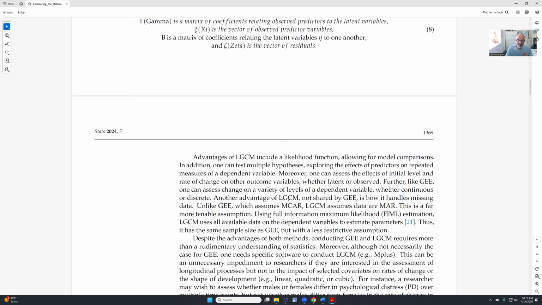Another advantage of LGCM that's not shared by GEE is how it handles missing data. With GEE, there's an assumption that missing data are missing completely at random. That means all the missing values are a random sampling of the complete data set, and that's not a very tenable assumption; it won't normally hold. LGCM assumes that data are missing at random. This is far more tenable.